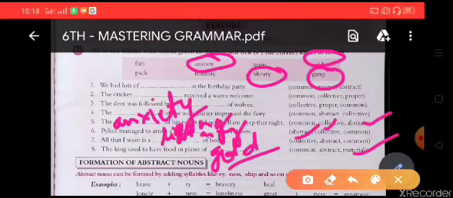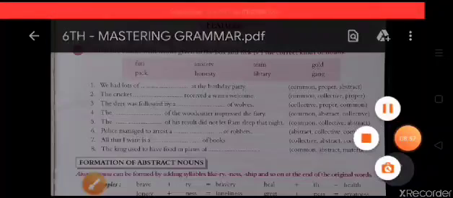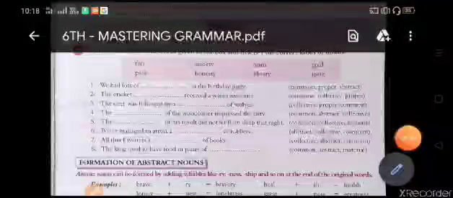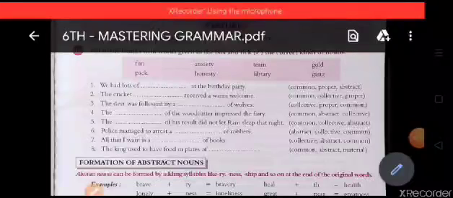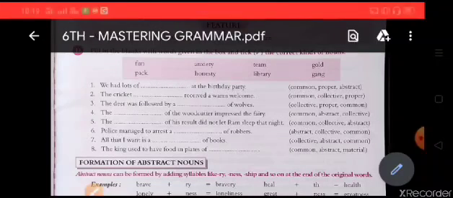Write in your book, and you have to complete this exercise. That's all for today. We will continue in the next video the exercises which are based on formation of abstract nouns.